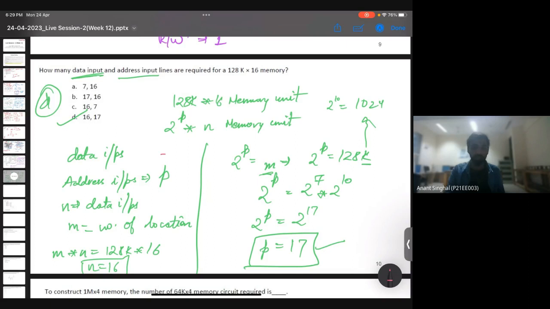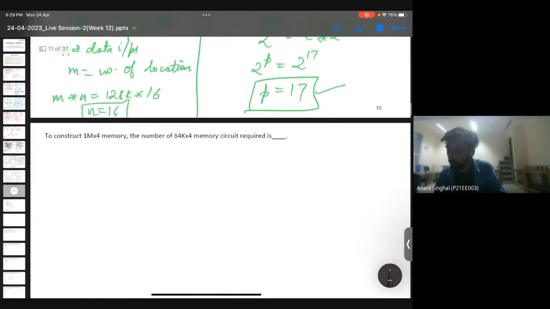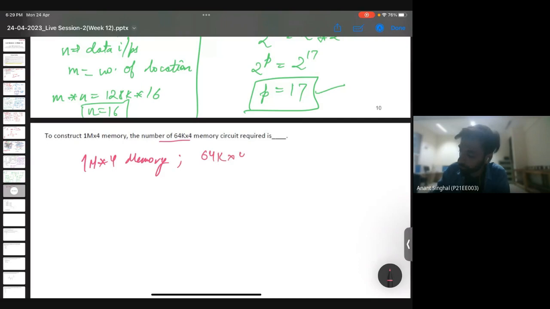Okay, so let's proceed with the next problem now. We have a 1 mega cross 4 memory, and we need to find the number of 64 kilo cross 4 memory circuits required to make the same. So this is quite simple. We have 1 mega cross 4, and we have to make it using 64k cross 4.